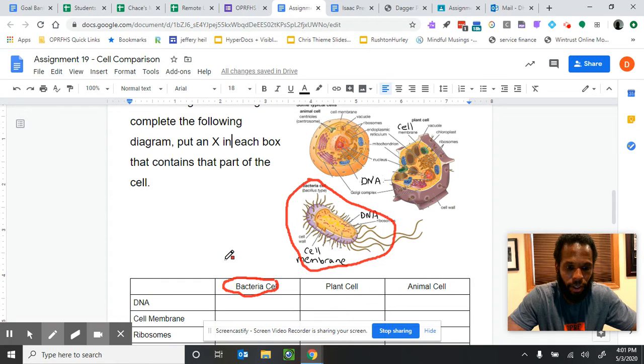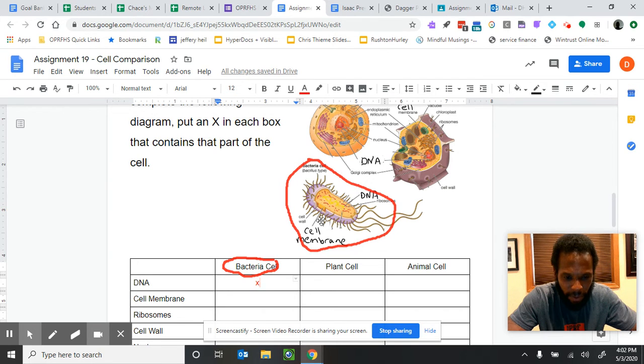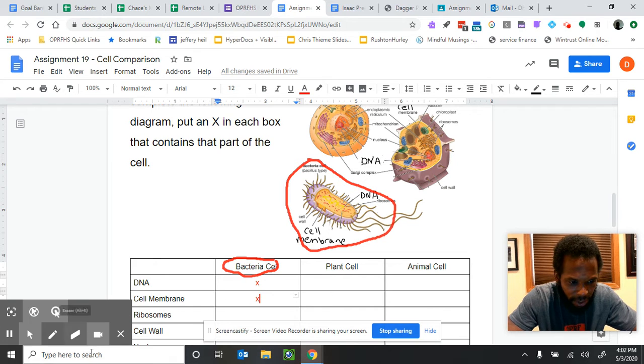Okay. So question 1: does a bacteria cell have DNA? Bacteria cell, does it have a DNA? Yes, it does. Let's put an X in this box right here. Does it have what's called a cell membrane? It does. Put an X in that box right there. Does it have ribosomes? It's kind of hard to see.